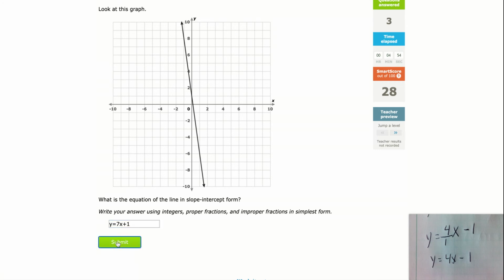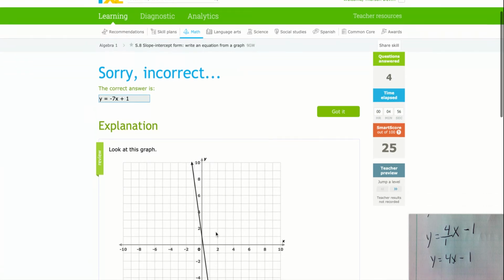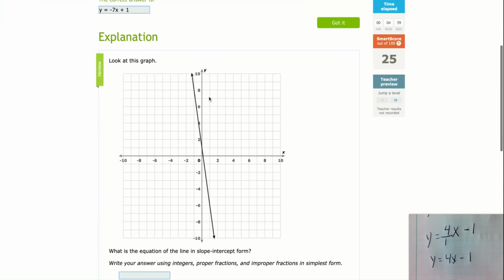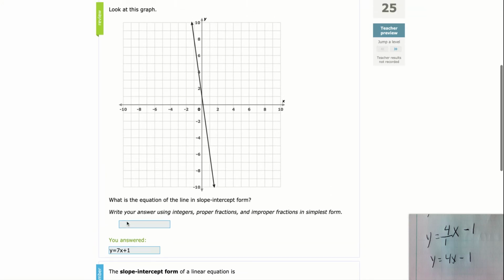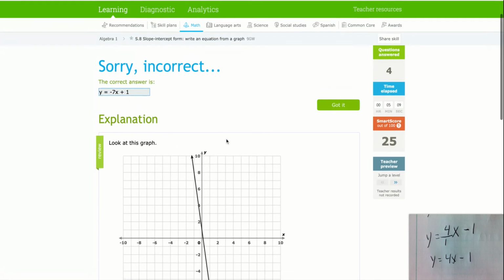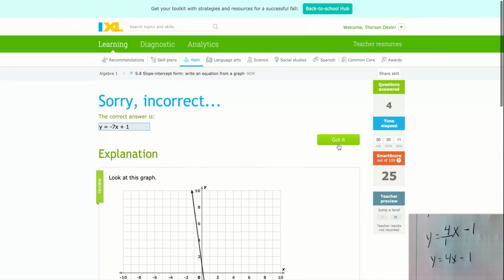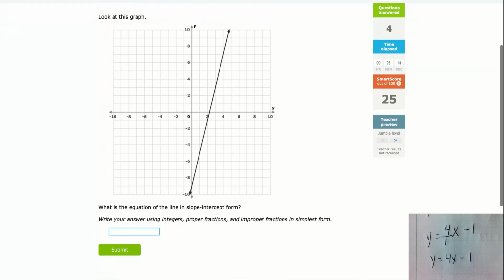And I hit submit. Oh, it's a downhill slope. I forgot the negative. I didn't double check my slope. I put a positive slope. IXL is correct. I am the one that made the mistake. It's a negative slope, and I forgot to put the minus sign in there. I got it. I understand my mistake.